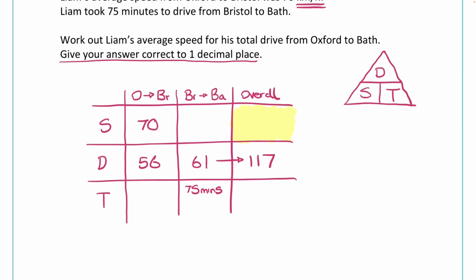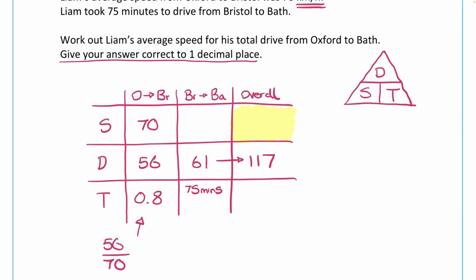We can also work out our time from Oxford to Bristol, that bottom left box. To work out time, if we cover up time on our formula triangle, it's distance divided by speed. So if we're doing distance divided by speed, in this case, we want to type that into a calculator. So for this box, we will have 56 divided by 70. 56 over 70 gives us an answer of 4/5 or 0.8.